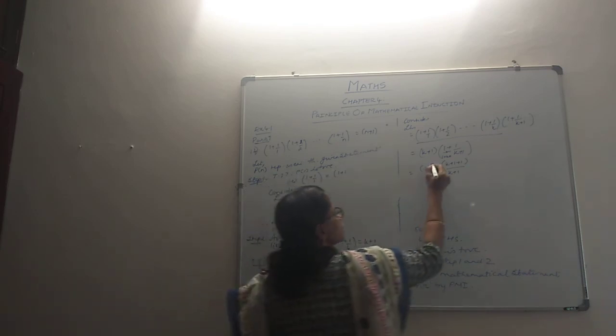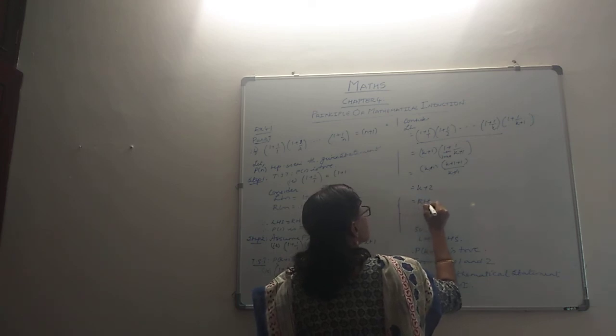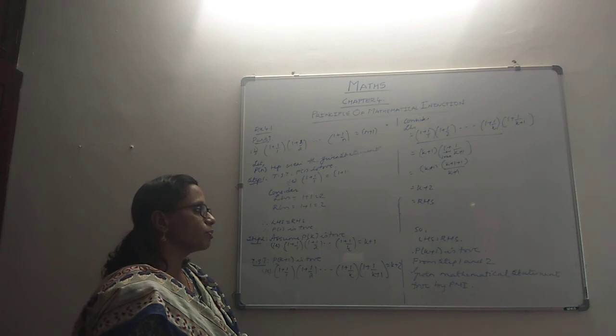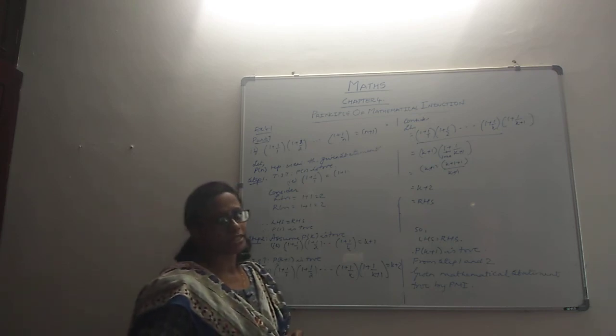And incidentally, these two can get cut. You're left with k + 2, which is your RHS. That's how we get the LHS to be equal to RHS, and therefore P(k+1) is true from steps 1 and 2. From mathematical induction, the statement is true.